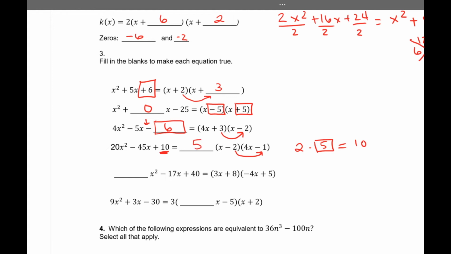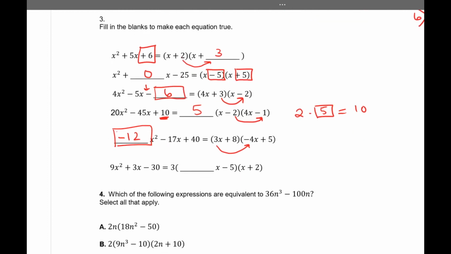Next one. This is the first number. So what would you multiply here? Well, you'd multiply the first two here. 3 times negative 4 is what? Negative 12. Okay. Last but not least, this one.